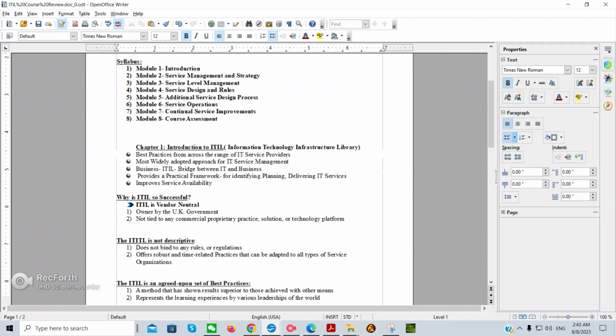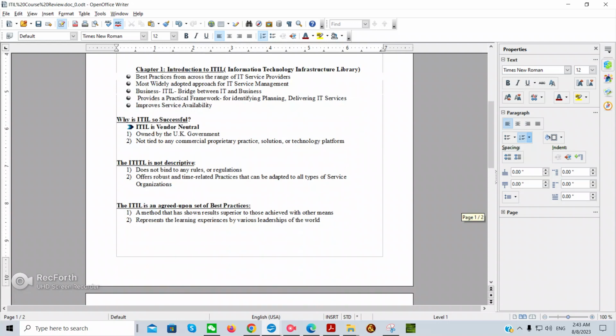So here's a natural question: why is ITIL so successful? Well, ITIL is vendor neutral. It's owned by the UK government. It's not tied to any commercial proprietary practice, solution, or technology platform. That's one thing to consider.